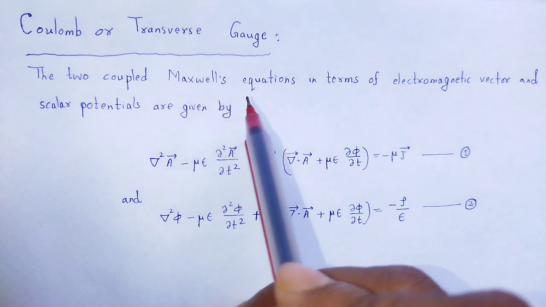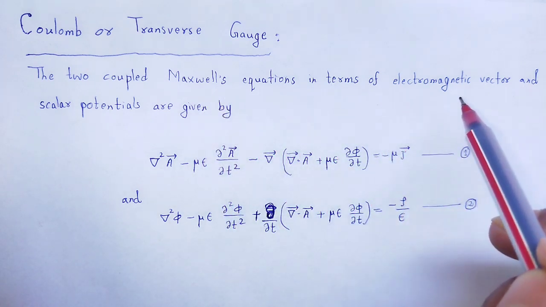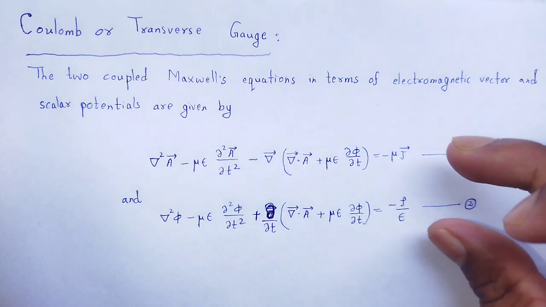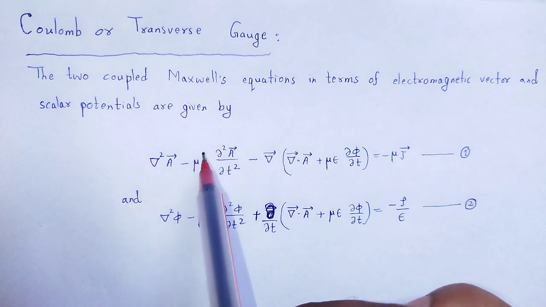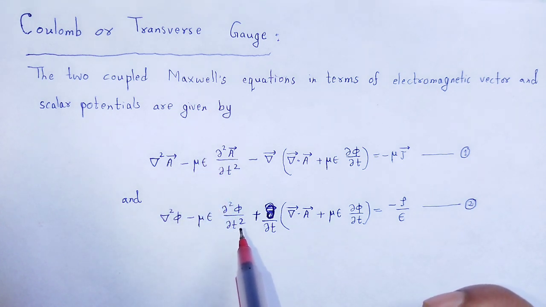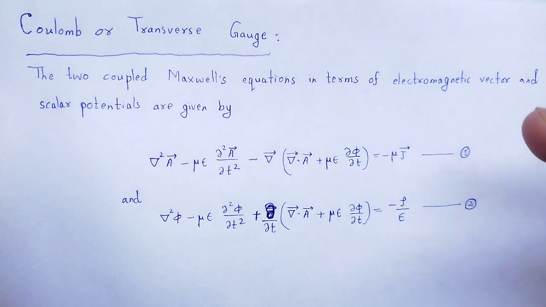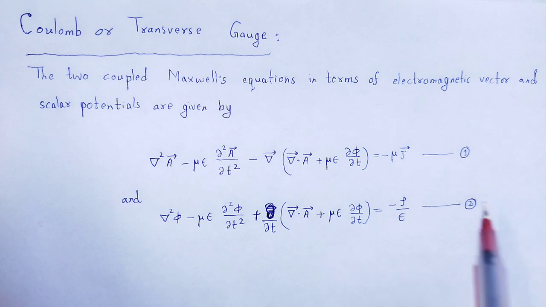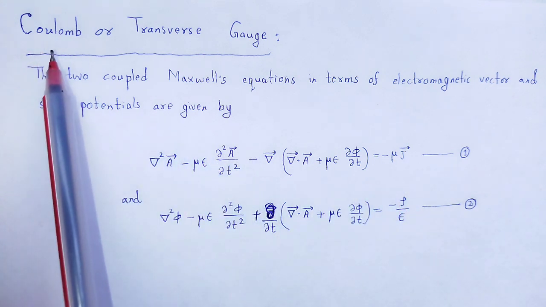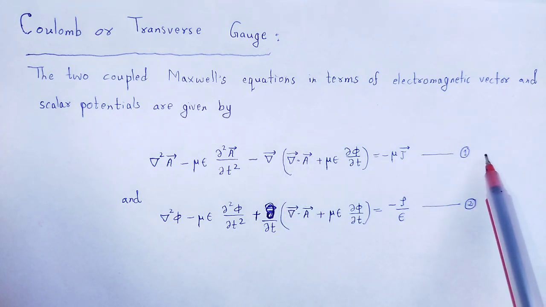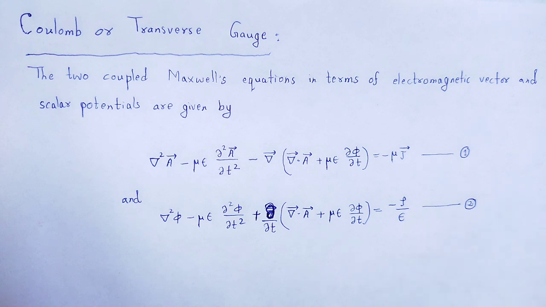The two coupled Maxwell's equations in terms of electromagnetic vector and scalar potentials are given by two sets of equations, one in terms of vector potential, another in terms of scalar potential. These two equations we have already derived in the chapter named Maxwell's equations in terms of scalar and vector potentials. Here we use the Coulomb gauge condition in those two coupled Maxwell's equations.